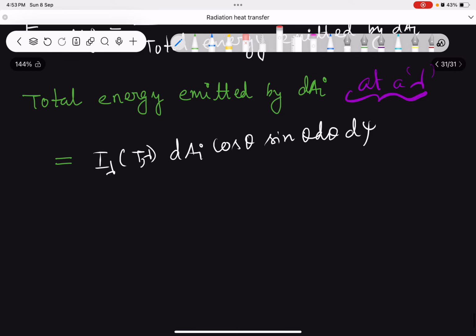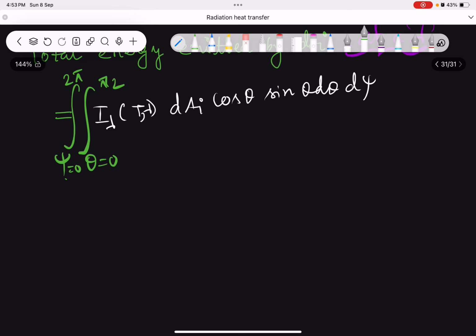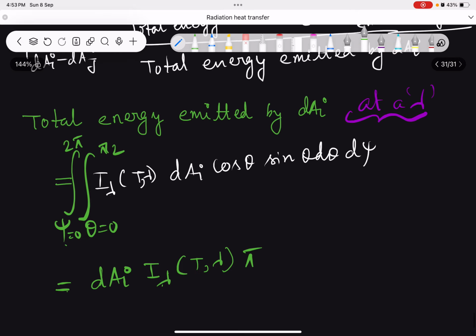Okay, so this is the total energy. That means I have to integrate over the directions. So integrate over theta and psi, over the hemisphere, so theta is equal to 0 to pi by 2, psi is equal to 0 to 2 pi. Okay, so now dA I can take common, and I lambda, T lambda I can take common because this is not a function of direction, and we already know this integration, this will yield pi. Okay, so this is the denominator.